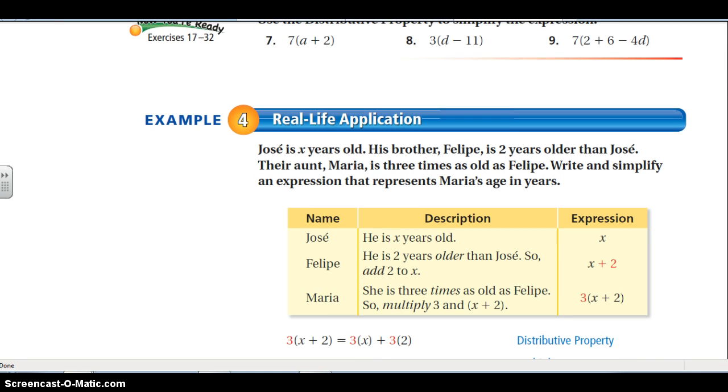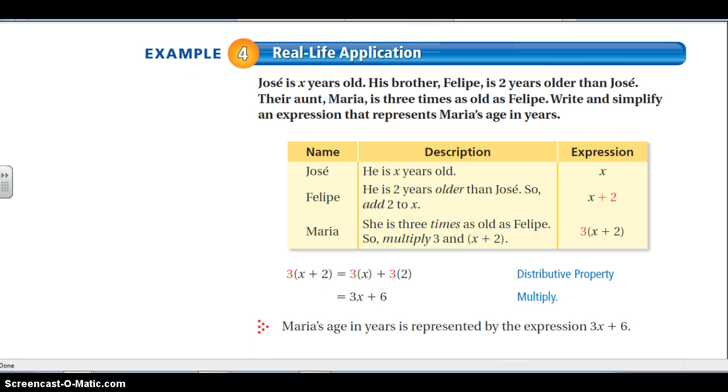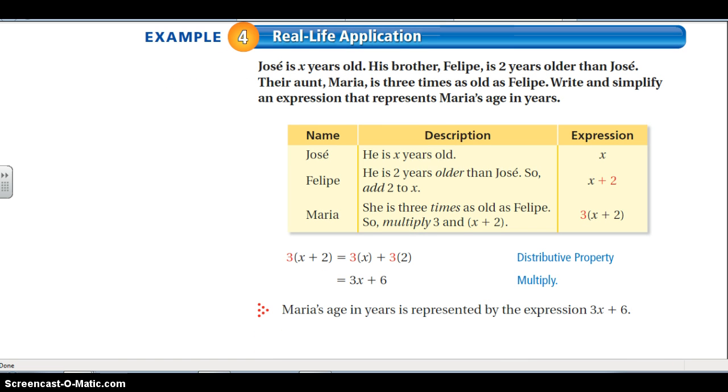All right, now let's take a look at example 4. Here's a word problem. Jose is x years old. His brother Philippe is 2 years older than Jose. Their Aunt Maria is 3 times as old as Philippe. Write and simplify an expression that represents Maria's age in years.